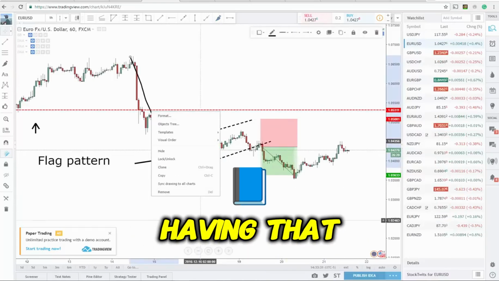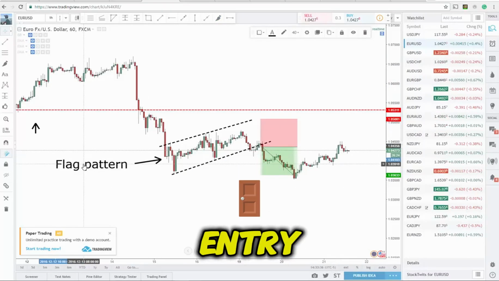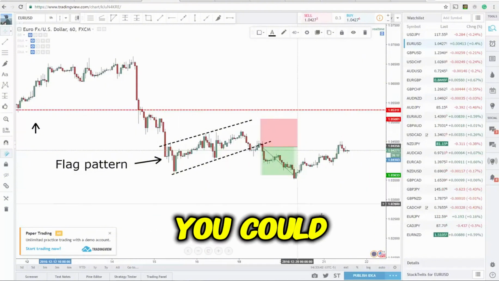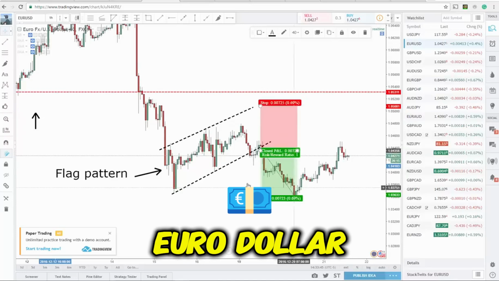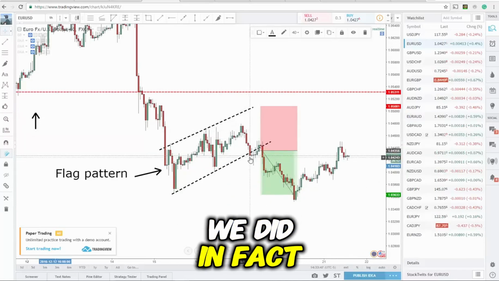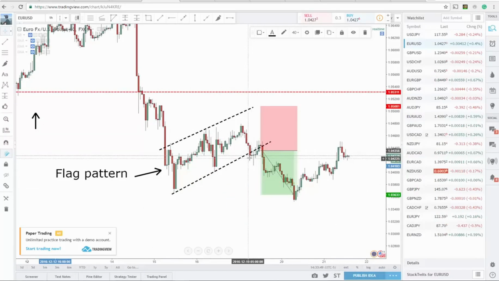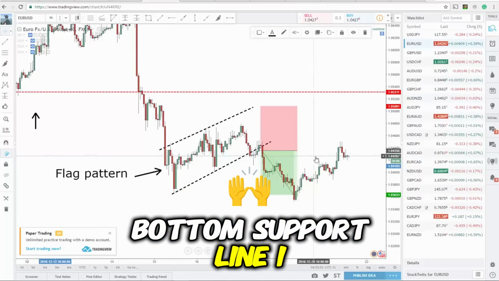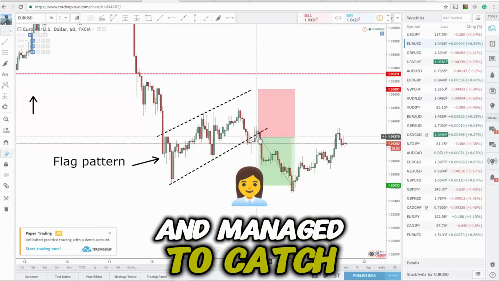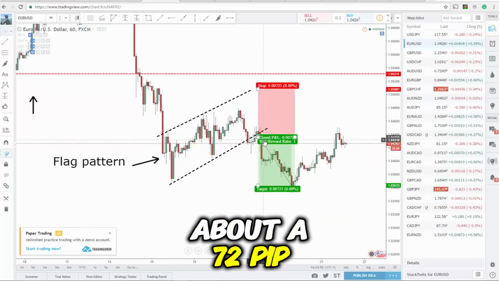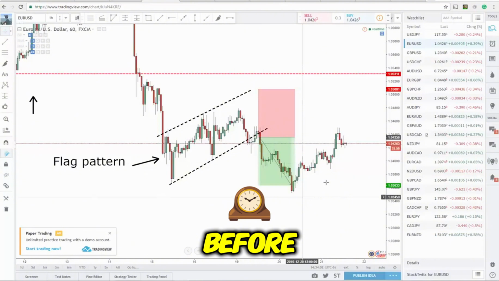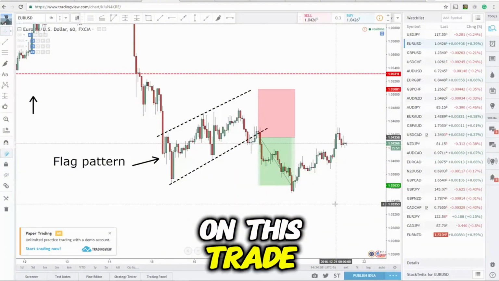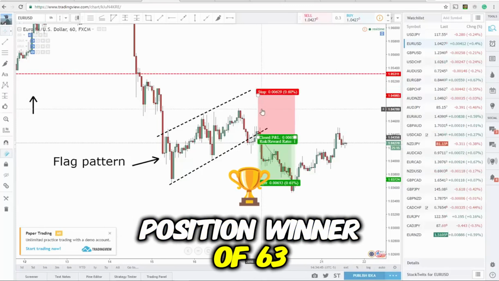Having that knowledge, and of course there are other reasons for entry based on the EAP system that I teach, but just having that knowledge, you could have placed this trade on the euro dollar. As you can see, we did in fact break below that bottom support line, and once the market pulled back up a little into this bottom support line, I decided to take my position and managed to catch about a 72 pip drop in the market before being stopped out on the second part of my position for break even. So on this trade, it was a one position winner of 63 pips.